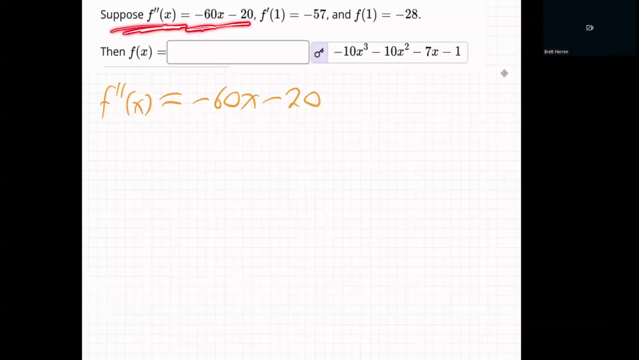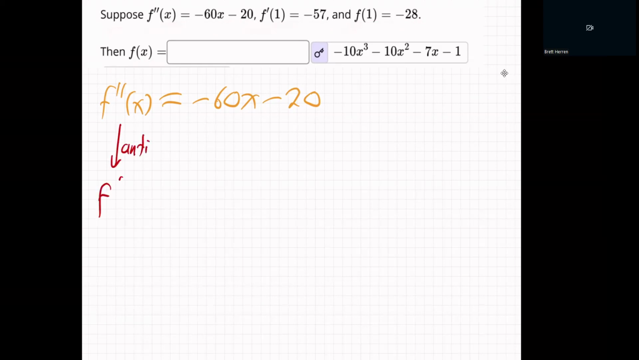f double prime of x is minus 60x minus 20. Then they're giving us some information, and they want us to go all the way back to regular f. So do you understand the question? We're going to go from f double prime to f single prime to regular f. Each of those is an anti-derivative step because we're taking off a prime, taking off a derivative. So here we go.